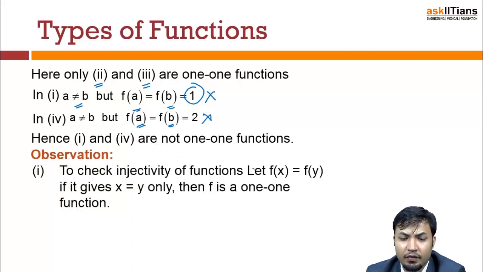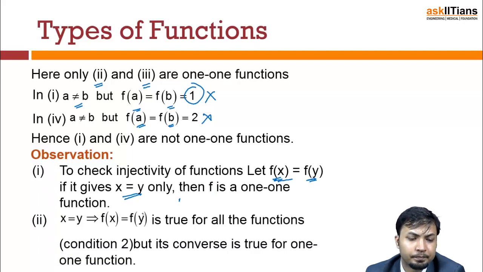To check the injectivity of a function, let f(x) equal f(y). If it gives x equals y only, then f is a one-one function. You see, in this case, if you compare both the functions and solve, you will get x equals y. Also, for x equals y, f(x) equals f(y) is true for all functions based on the conditions, but its converse is true only for a one-one function. Okay, an important selling point for this function.